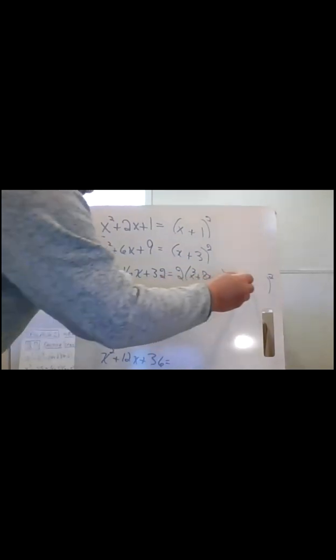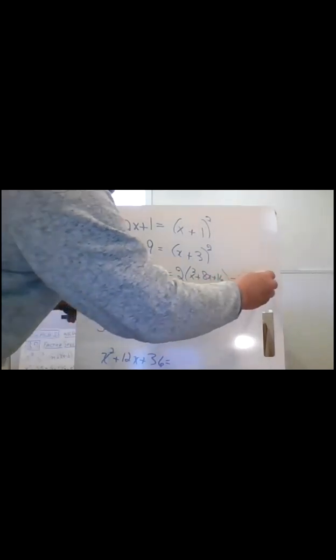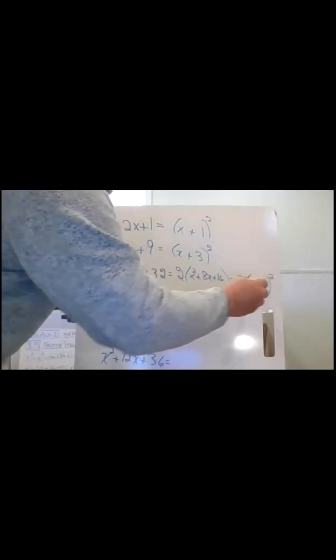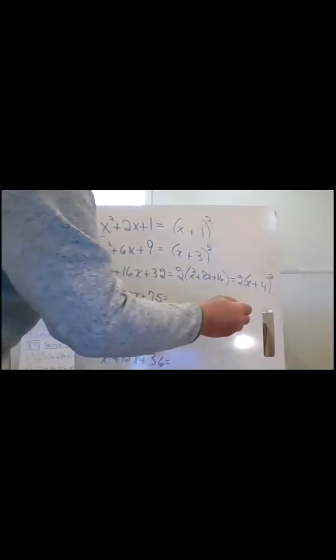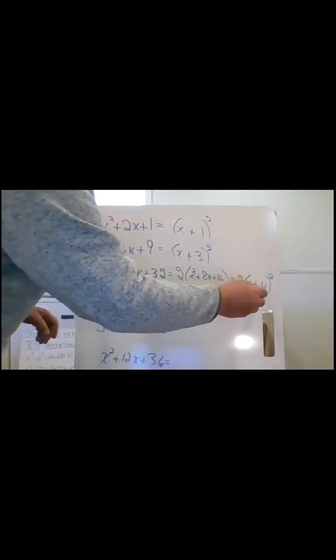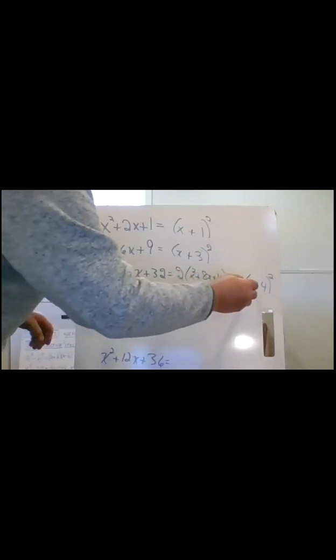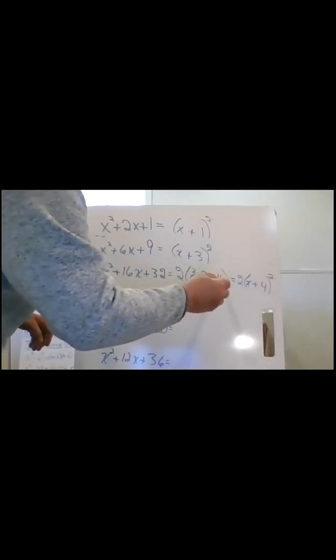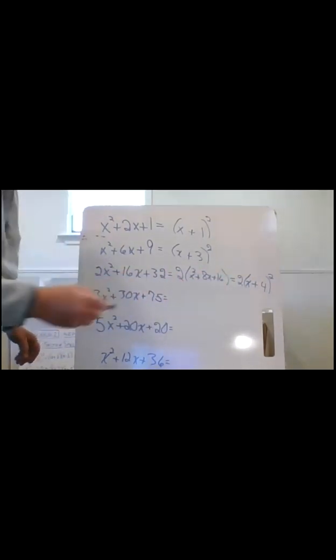For x squared, you're going to get the x. For 16, you're going to get a 4. And for the plus, you're going to get a plus. And if you square x plus 4, you get x squared plus 8x plus 16. And then you have your 2 in front.